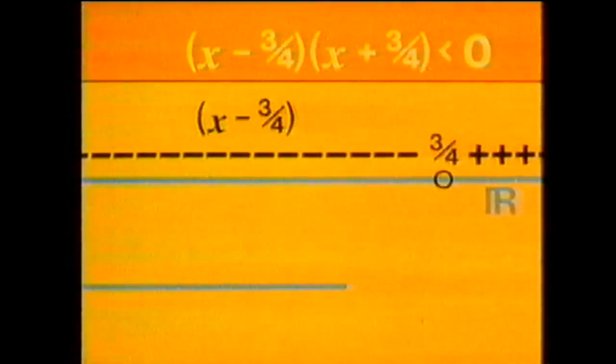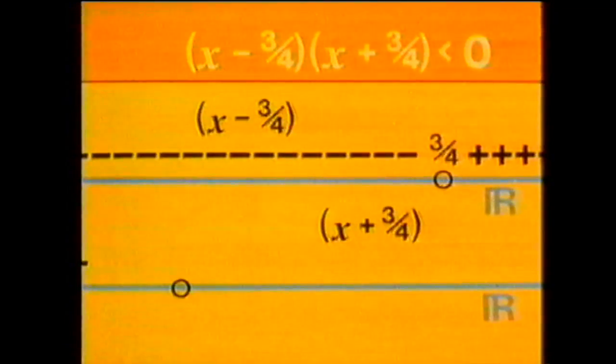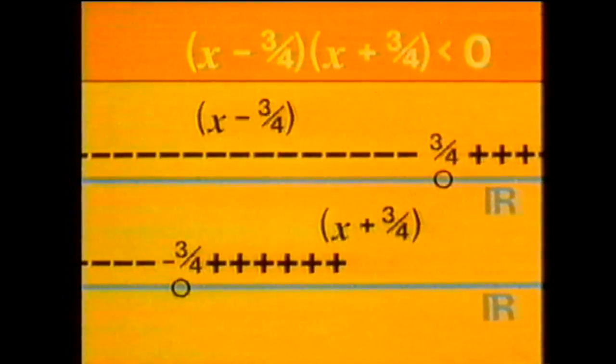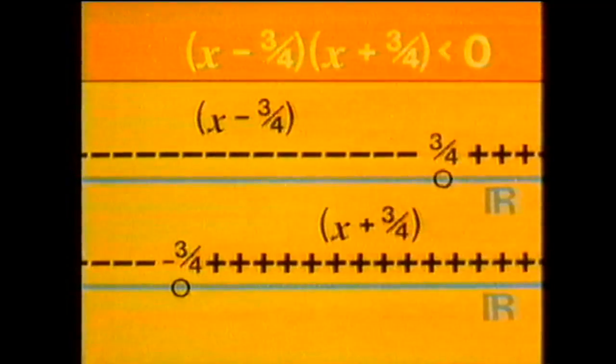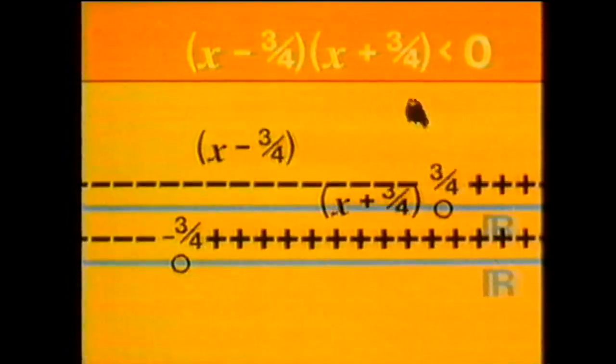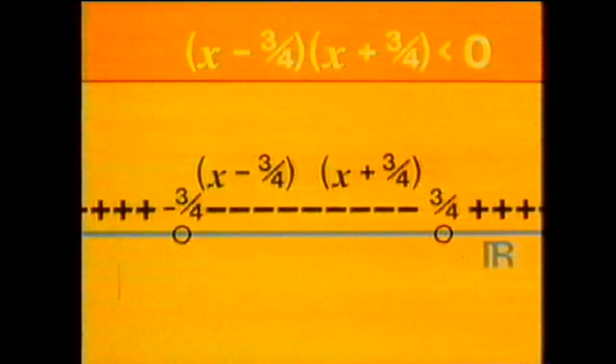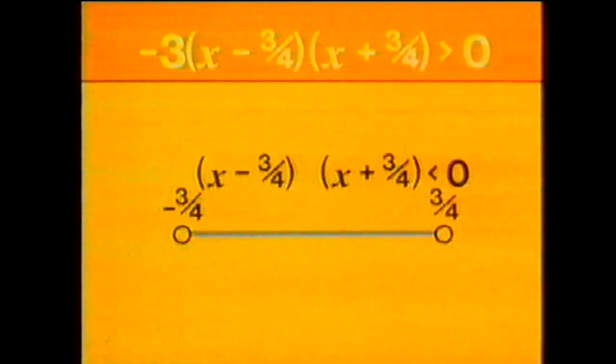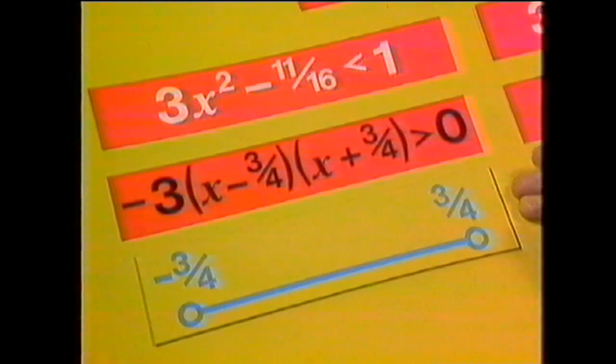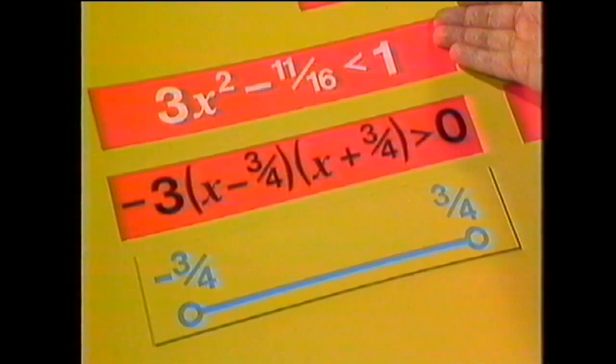For the other factor, x plus 3/4, it's negative up to minus 3/4, and it's positive after. Forming a product, we only get negative values between minus 3/4 and 3/4. So, the values of x satisfying this inequality lie in this interval. Well, that's the solution to this inequality.